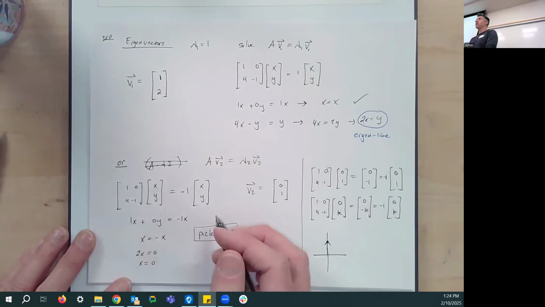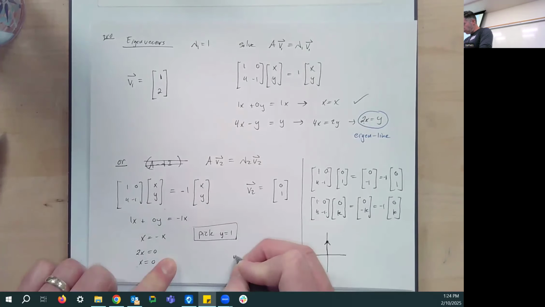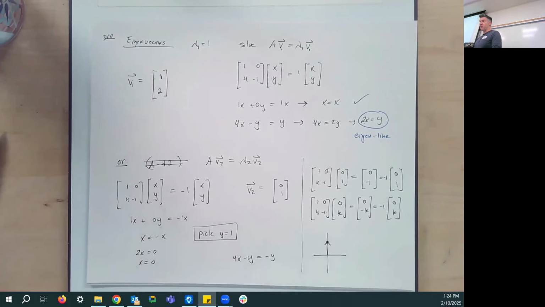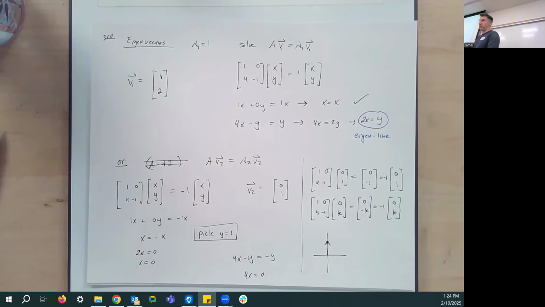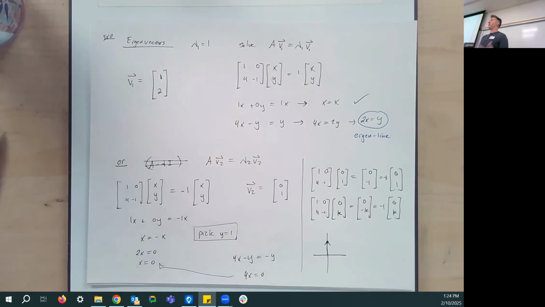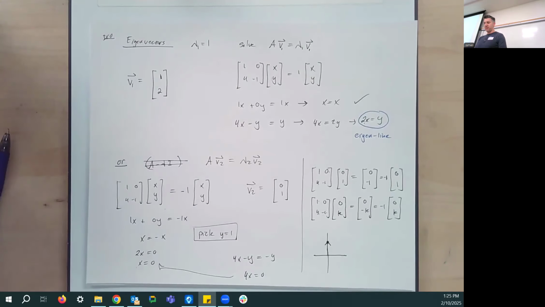The second equation is equally helpful. The second equation is 4x minus y equals -y. And the y's cancel, and you still get 4x equal to 0, which means x equals 0. And when x equals 0, you just have to pick y to be any non-zero thing we want, and we almost always choose 1. All right, we got our eigenvalues, we got our eigenvectors. Now let's write our solution.